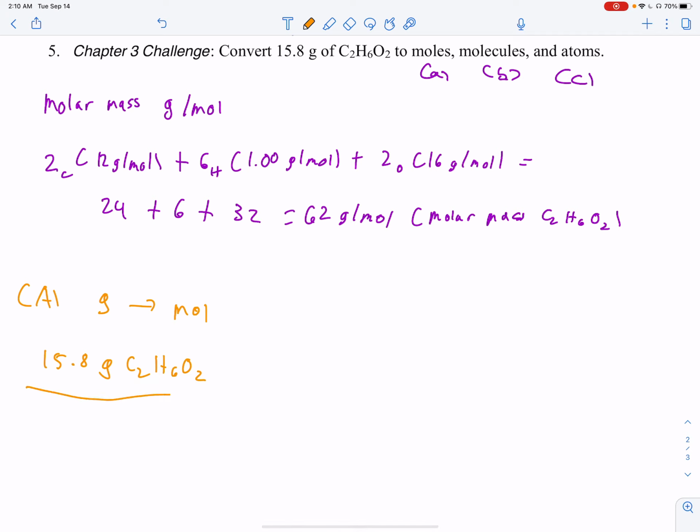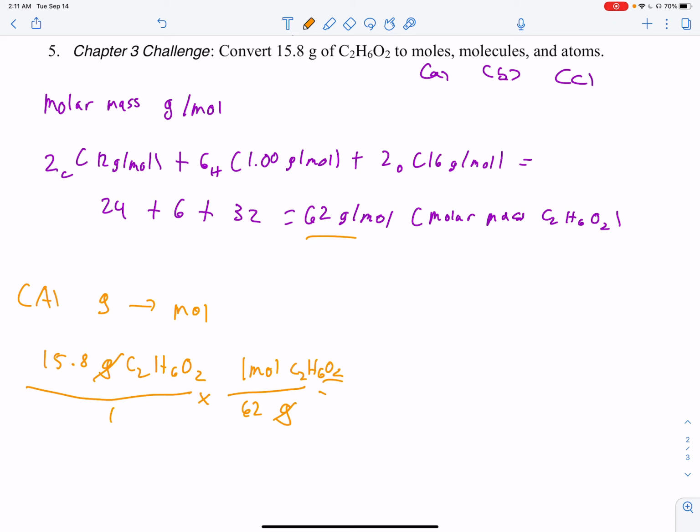So if I'm given 15.8 grams of C2H6O2, I use the molar mass. That tells me for every 1 mole, I have 62 grams. Right, that's the definition of molar mass. You can flip it however you need it. Doesn't matter. If you need the grams to cancel, you put it on the bottom. If you need the moles to cancel, you put it on top. So grams cancel, and I'm left with moles of C2H6O2.